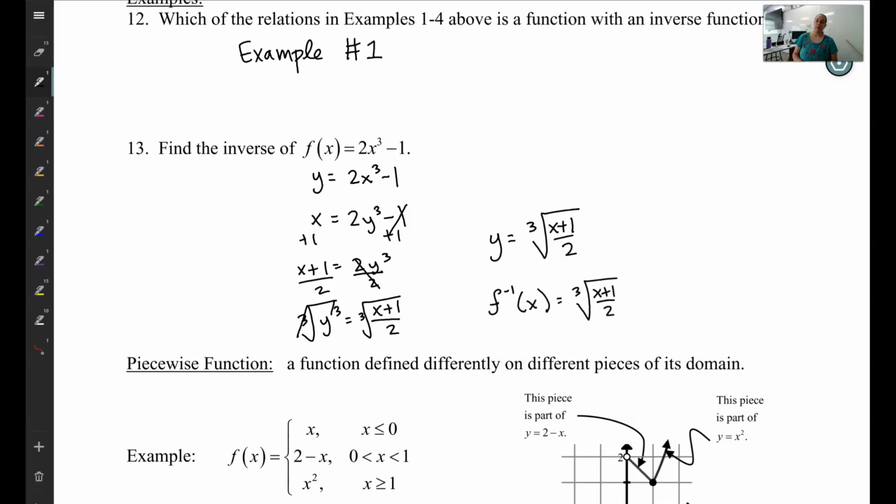And if you want to double check that that equation is actually a function so that you can call it f of x, you can always graph it and check that it passes both tests. There we go. In the next video, we're going to talk about piecewise functions.